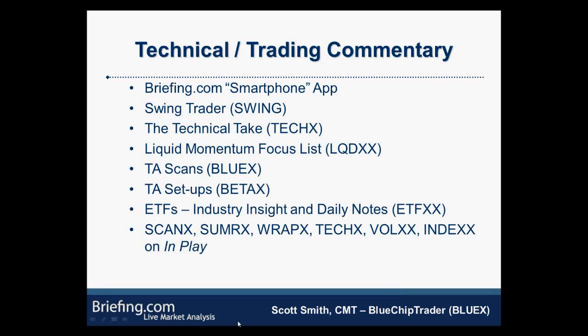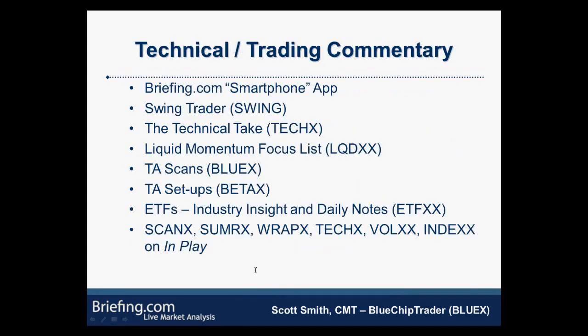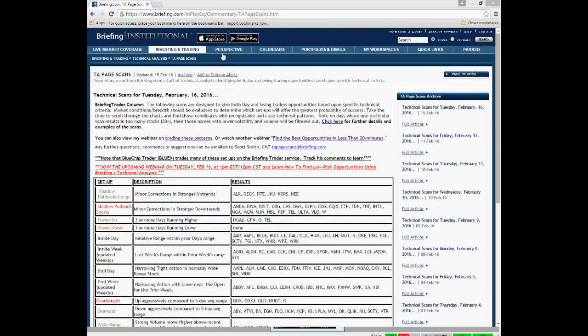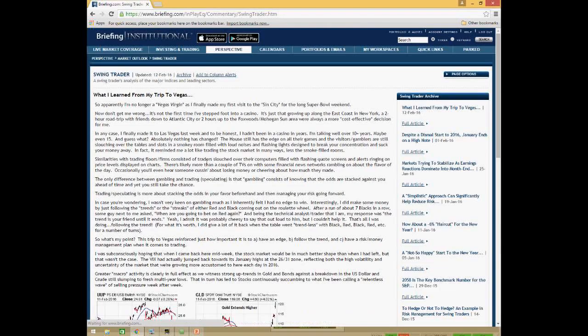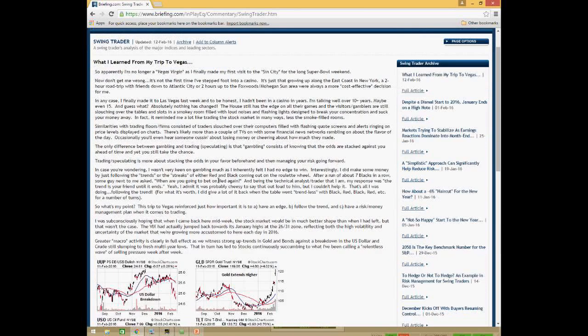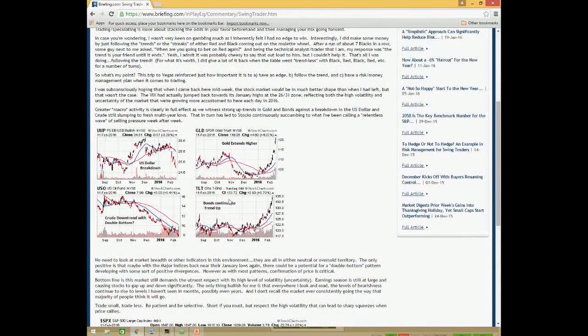I could show you an example of some of these pages as well if I just escape out of this second. So the Swing Trader page that Mike showed you is under Perspective and Swing Trader. And I recently wrote about my trip to Vegas and what I learned, but I already just described that to most of you guys.